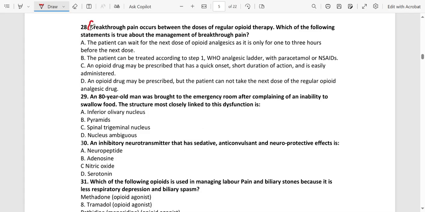So breakthrough pain is the pain that occurs, let's say you are being treated like you are in pain. You are given a drug to treat the pain. But even when you are on that drug, you are still feeling the pain. So how do you treat such pain when you're already on a drug to manage the pain? What happens in this condition is you should give another drug to help you with the pain. But the drug that you give should work quickly and should be of short duration. Okay, and should be easy to administer. Those are the conditions.